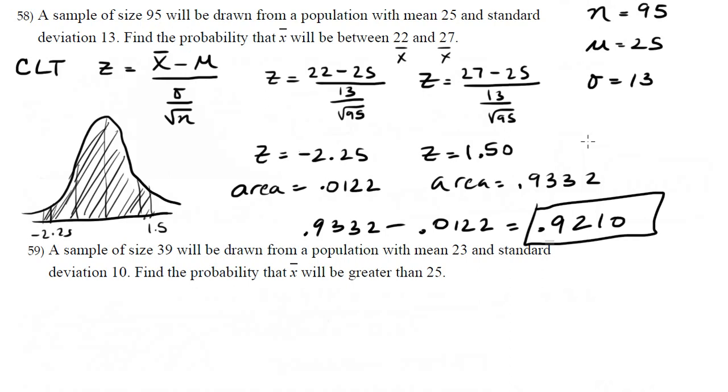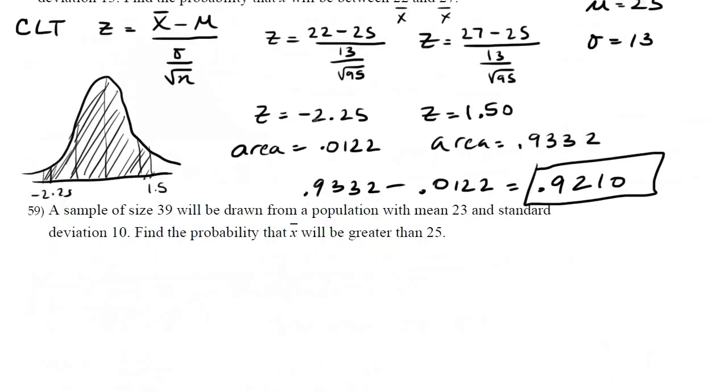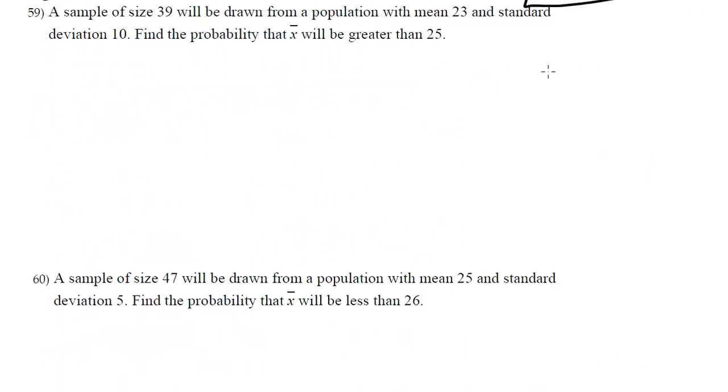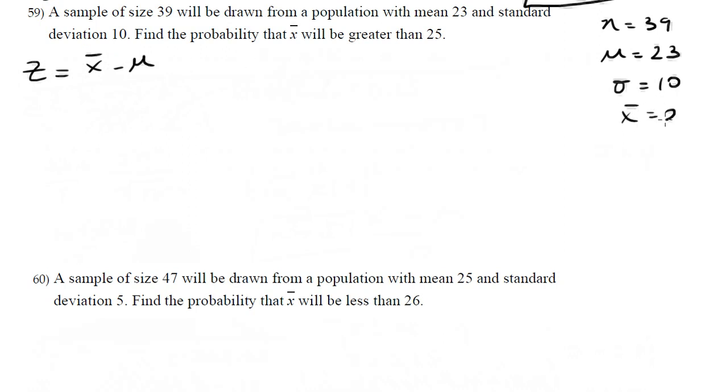I'm doing the same for 59, the same for 60. So 59, a sample of size 39, so n is 39, will be drawn from a population with mean 23 and standard deviation is 10. So find the probability that x bar, the mean of the sample now, that's the sample mean, will be greater than 25. So z equals x bar minus my mean. And of course, we know x bar is 25. That's the sample mean. Divided by sigma over the square root of n.